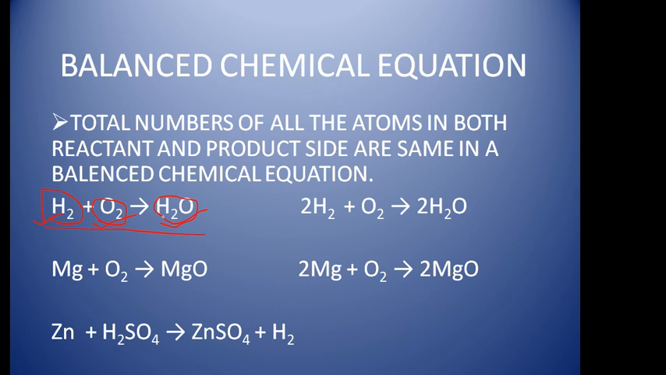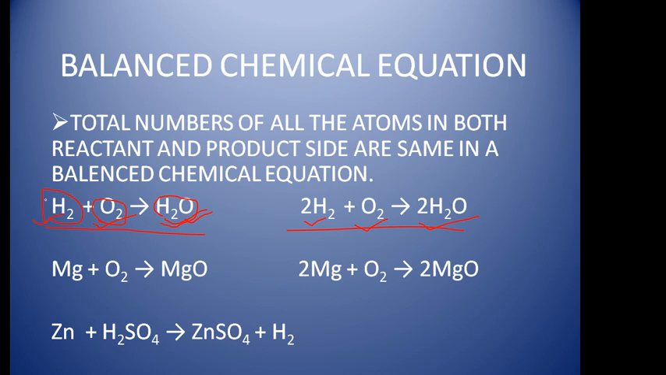Now you see here in this chemical equation, it is written that 2 molecules of hydrogen react with 1 molecule of oxygen, and in this chemical reaction they form 2 molecules of water. You see here the number of hydrogen atoms is 2, here also it is 2. Here the number of oxygen atoms is 2, but the number of oxygen atoms is 1 here.